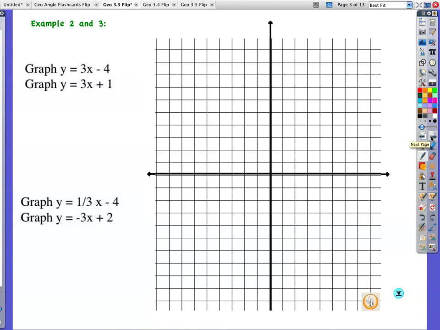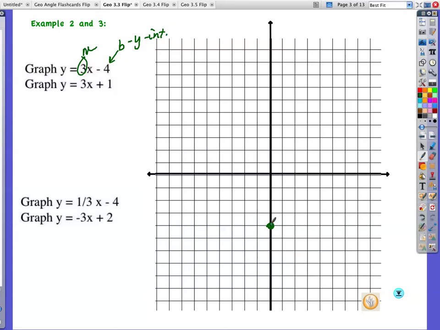All right, examples 2 and 3. We're going to go ahead and put these on the graph and take a look at what happens. So we're going to have a quick review of graphing at the same time. This is your slope. That's M. Your B value is your y-intercept. Oh yeah, this stuff. Your y-intercept is -4.